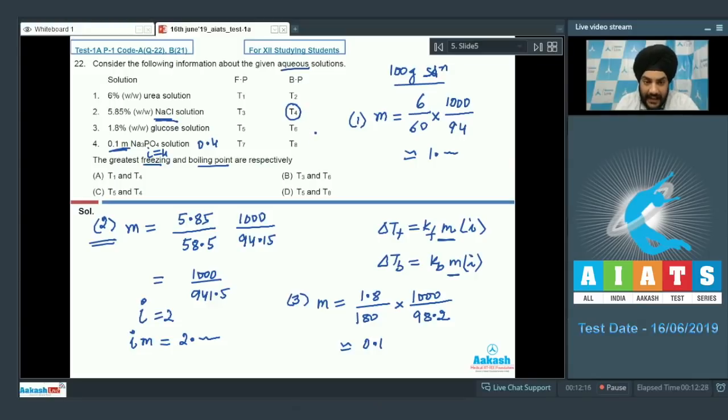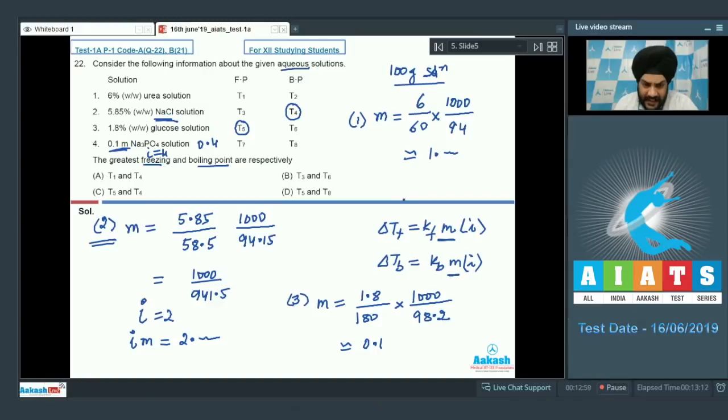And if we talk about the freezing point now, so there is a depression in the freezing point due to presence of solute. If we have to find out the solution which has the greatest freezing point, it means that the solution must have the least amount of solute present in the solution. So we can clearly see that the least molality is of the third solution, which is 1.8 weight by weight percent glucose solution. So depression in freezing point will be the least in this case, and the freezing point will come out to be the greatest. So the freezing point of the third solution will be the greatest.